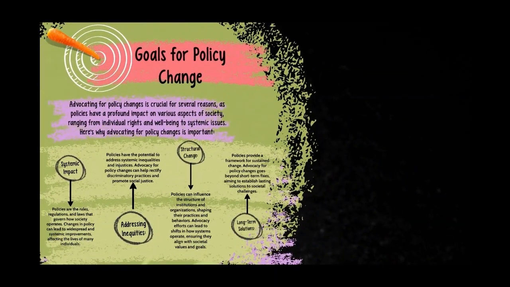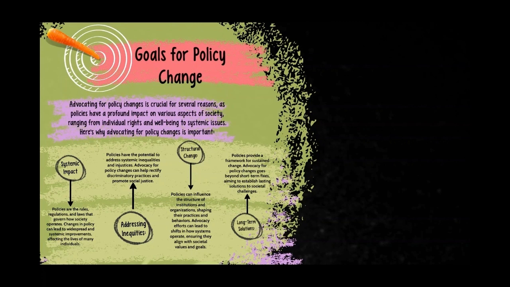So although George and Gary are not real, the factors and systems that affected their respective paths in life are. That is why policy must begin to change, and there are certain goals that should be met and advocated for. Advocating for this change is crucial for several reasons, as they can have a profound impact on various aspects of society. Chief among them is making a systemic impact. Policies are the rules and regulations and laws that govern how we as a society operate. Changes in policy can lead to widespread and systemic improvements.